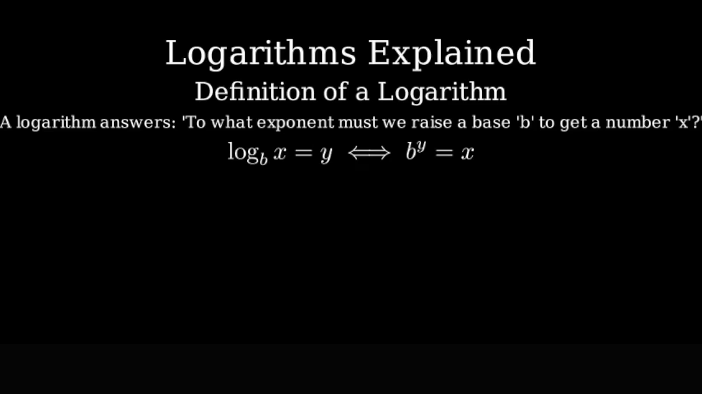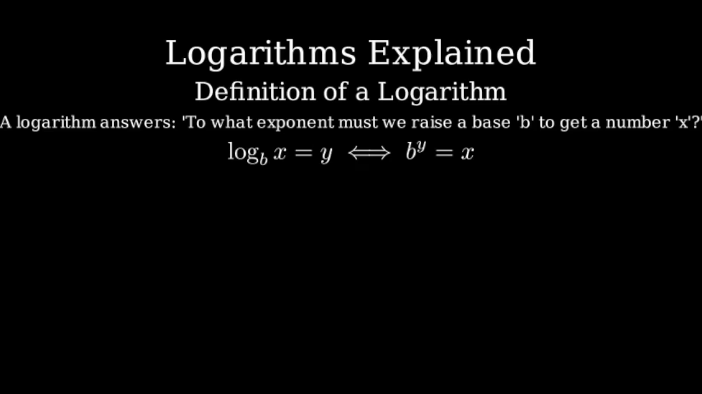Here, b is the base, which must be positive and not equal to 1. x is the argument, which must be positive, and y is the exponent, which is the value of the logarithm. For example, the logarithm base 2 of 8 is 3. This is because 2 raised to the power of 3 equals 8.